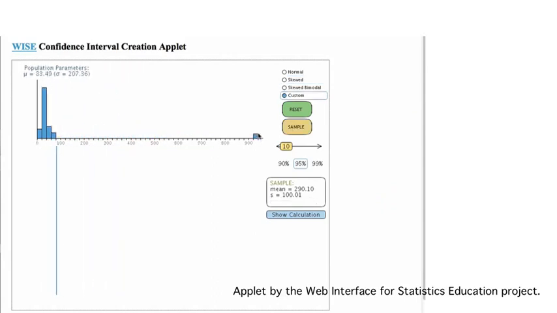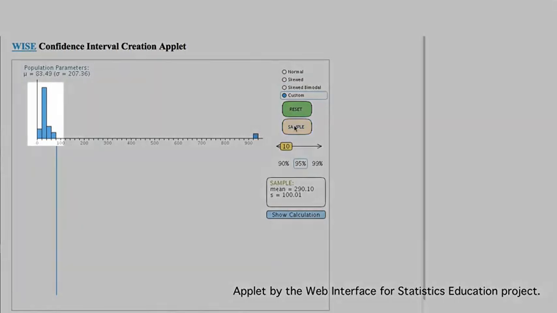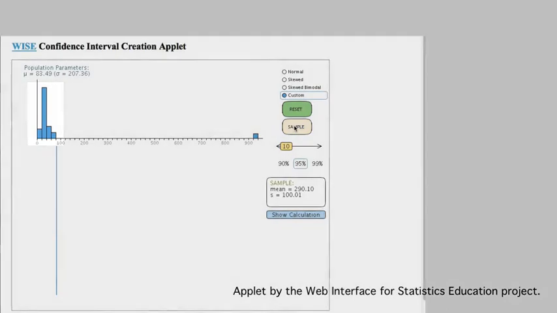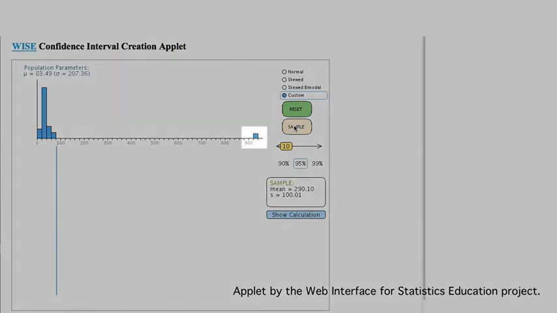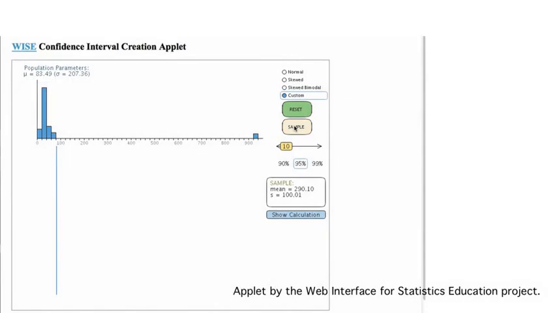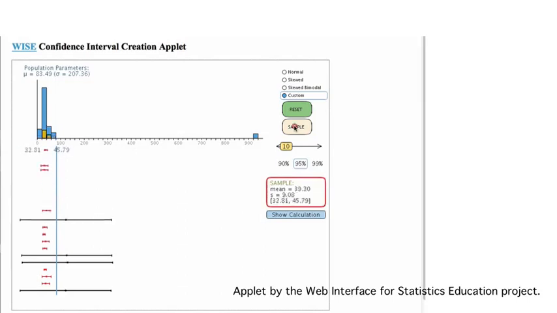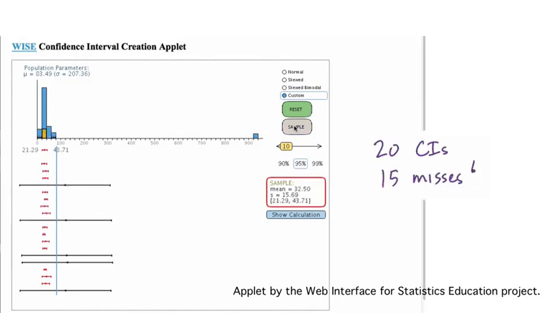Here's one, where the theoretical model puts most of the probability on values here on the left, but also makes it possible to see some very large outliers. Our theoretical mean is 83. Let's take a sample size of 10 and check what happens with 20 confidence intervals. We've missed the mean 15 times for a coverage rate of 25%, certainly not 95%.